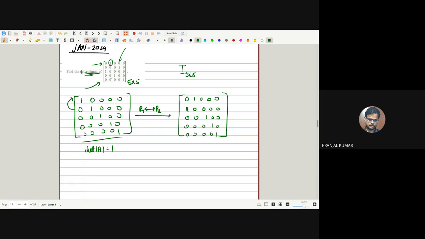Now what is the determinant? I have exchanged these two rows, so it is right now -1. Yes or no? Negative, yeah. If we switch two rows, then now my first row is the same.